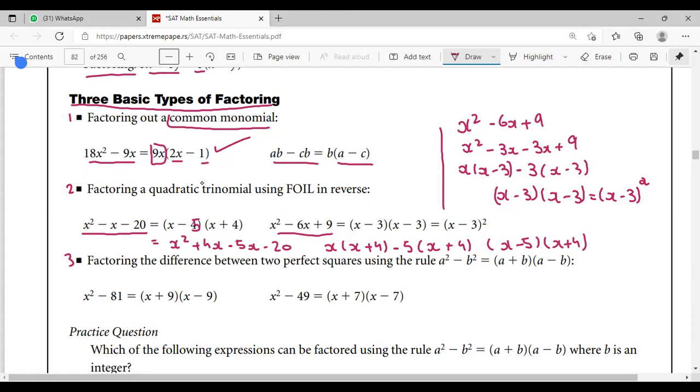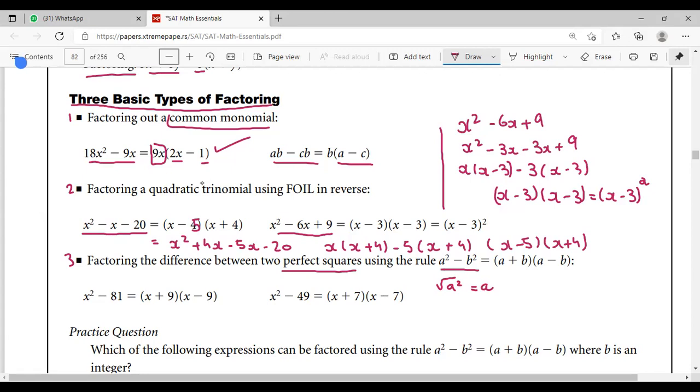So we are done with the first type, we are done with the second type, and now we need to discuss the third one. Factoring the difference between two perfect squares using this rule. So we know that a squared and b squared are two perfect squares, because if I find the square root of a squared, I'll get a, right? So we'll get a plus b and a minus b.